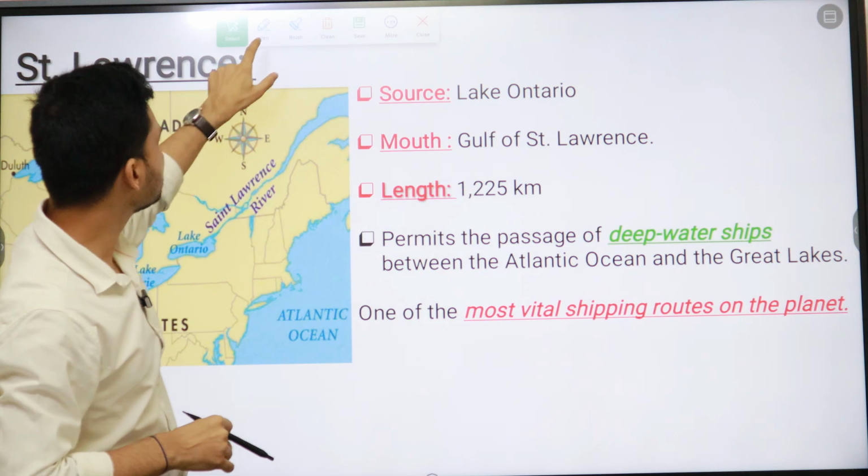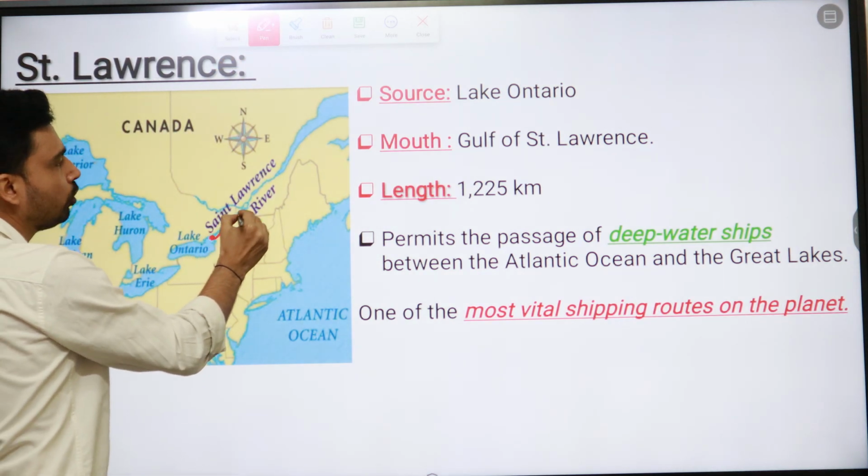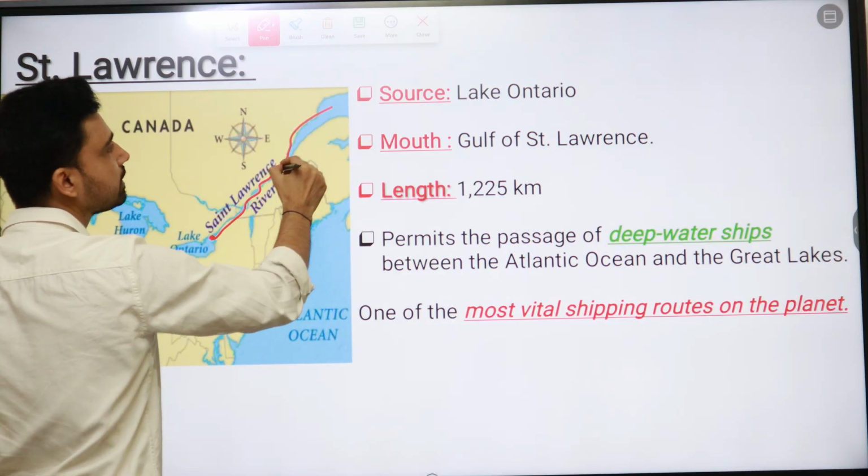Then we have the St. Lawrence, a very important river that originates from Lake Ontario and then flows out in the St.